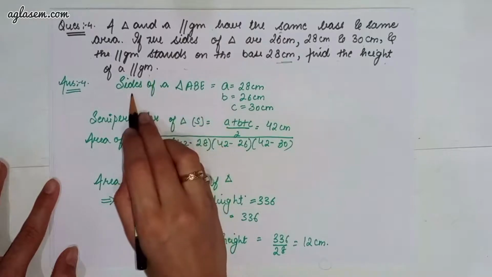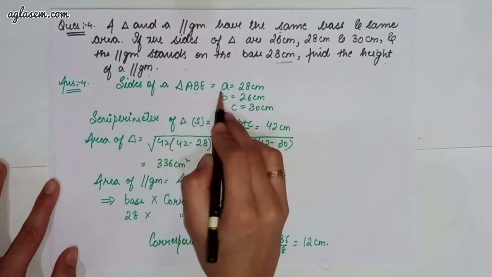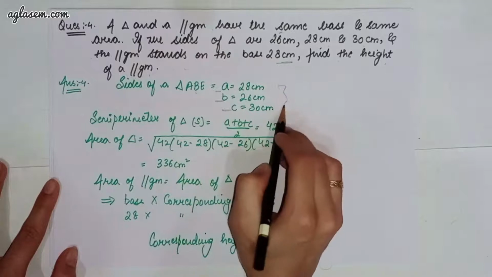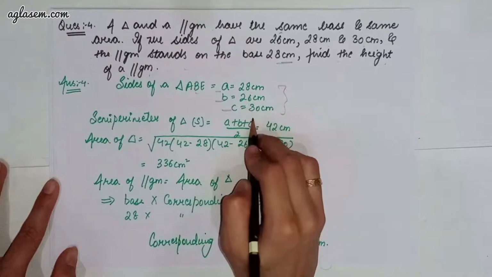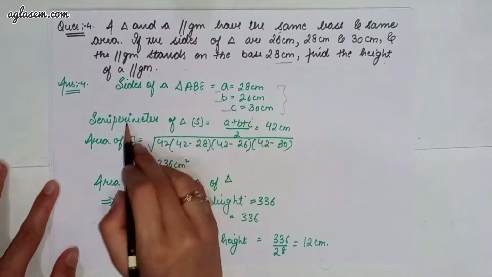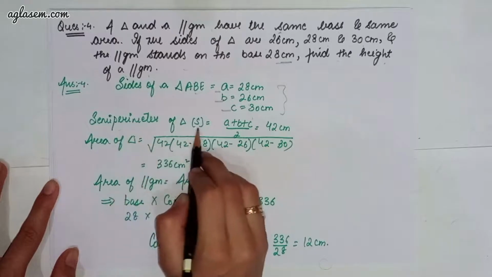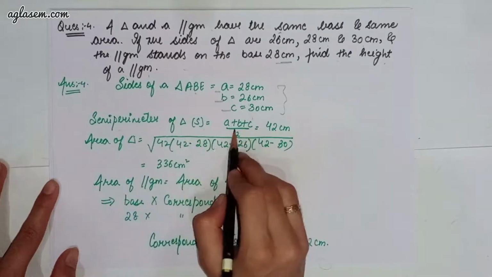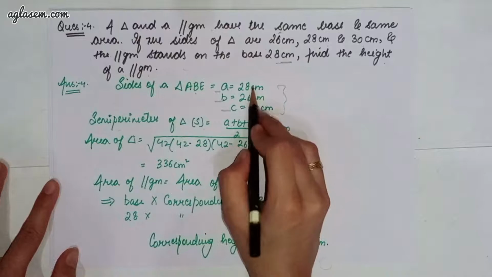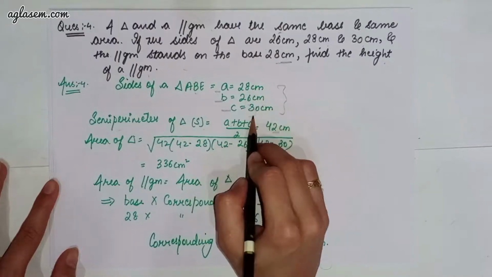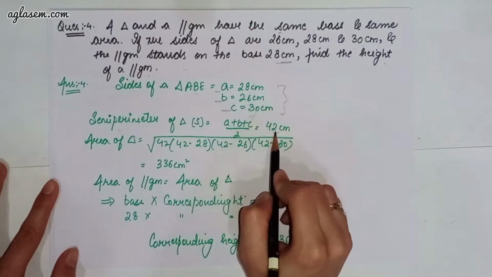So the answer is, the sides of the triangle ABC are given to us: A, B and C are 28 centimeter, 26 centimeter and 30 centimeter. Similarly, the semi-perimeter of the triangle, that is A plus B plus C divided by 2, is 42. We have added these values and divided by 2, so we will get 42 centimeter.